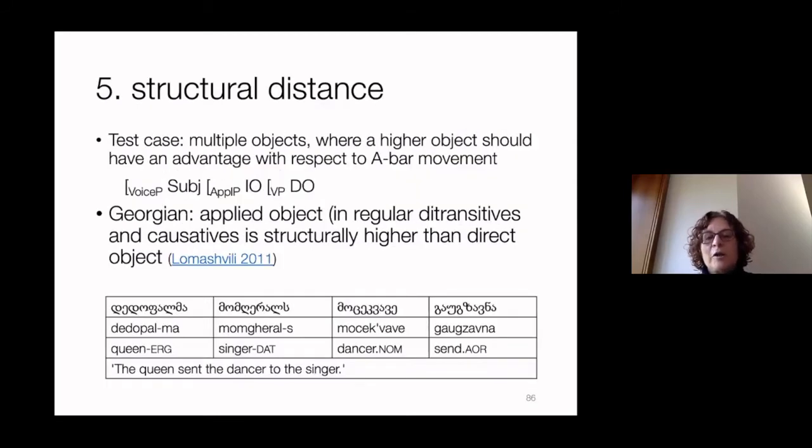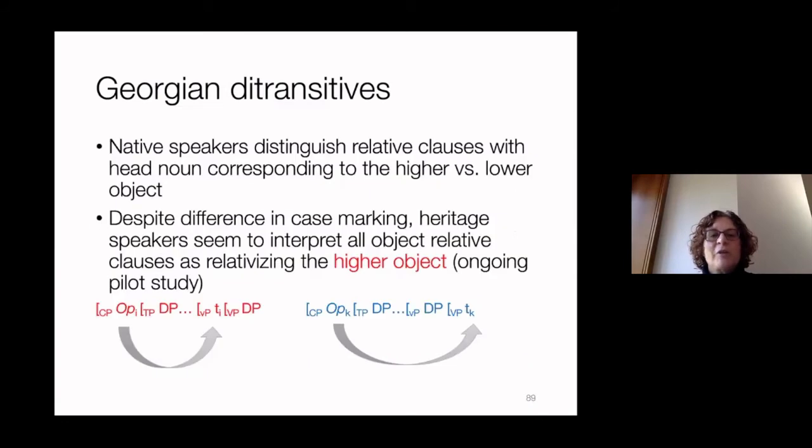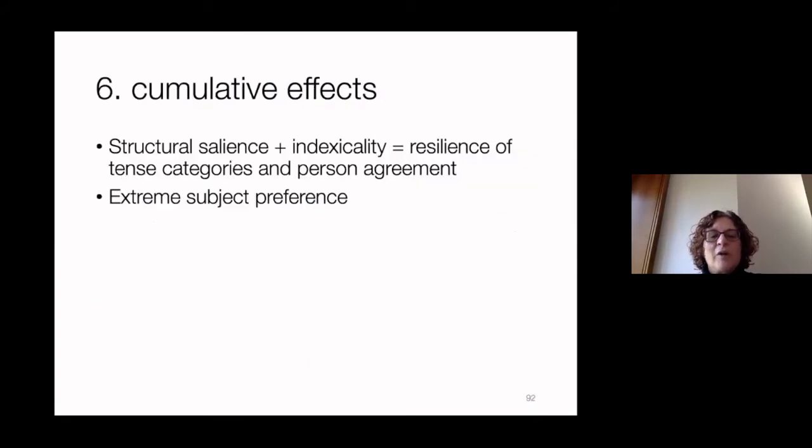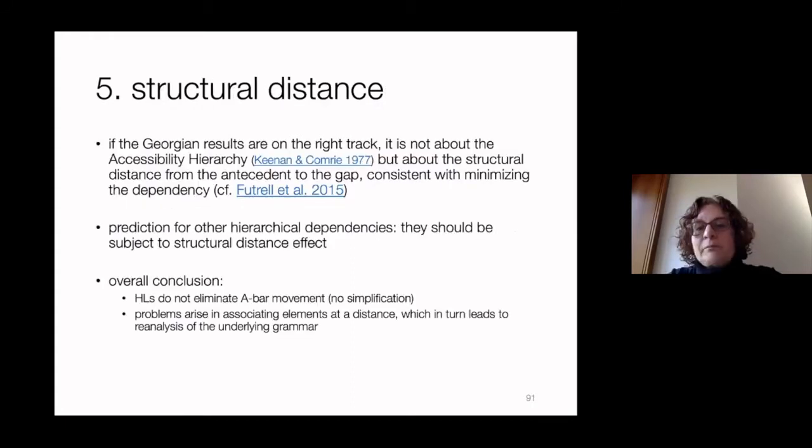I was going to talk a little bit about structural distance, but I'm going to skip that because we don't have much time. The point was that heritage speakers show sensitivity to higher structural constituents such as subjects, but this sensitivity is not specific to subjects. If you compare indirect objects and direct objects, you also see that the one that is structurally higher will be privileged in the heritage system. In heritage Georgian, we see that in relation to dative objects, which always win over nominative or accusative objects.